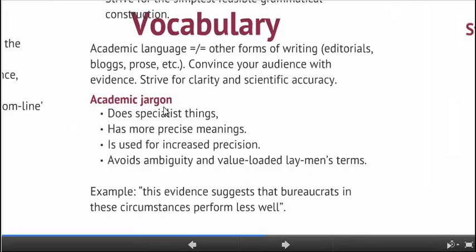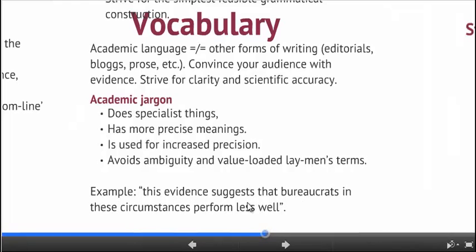part of this is, of course, using academic jargon. Our language, jargon, our professional language, it does specialist things. It has very precise meanings, and they're supposed to be used, these words, precisely when you're aiming for that clarity and scientific accuracy. That's when you use jargon. You use it to increase precision, to really clarify to your reader what this text is about and precisely what you mean. And that way you can avoid ambiguity or value-loaded layman's terms.